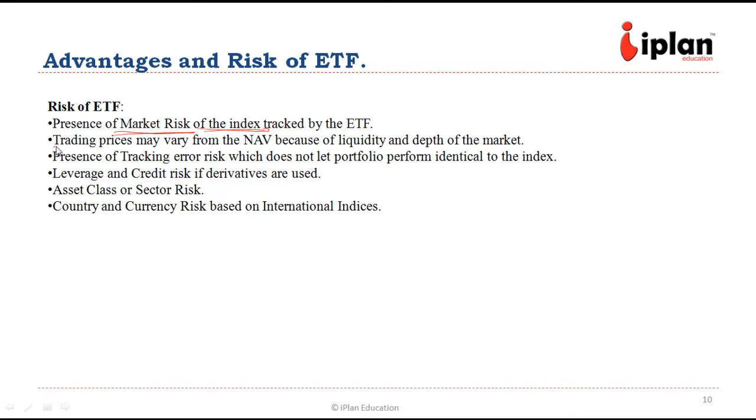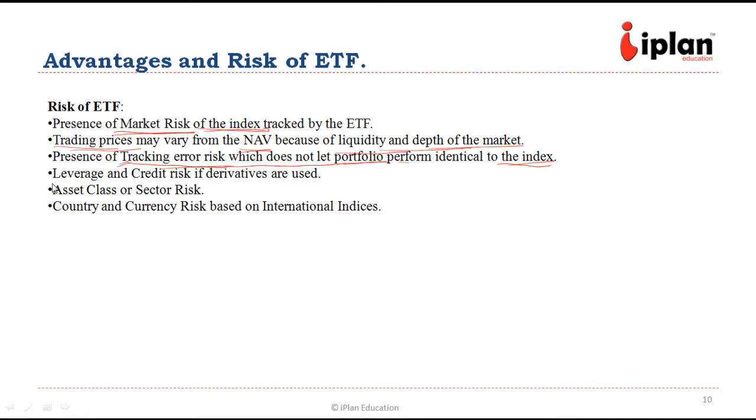The second is that trading prices may vary from the NAV because of liquidity issues and the depth in the market. If there are not a sufficient number of players available, then the variation from NAV could be higher. There is a possibility of high tracking error risk, because of which the portfolio becomes slightly different from the index. This kind of risk arises because the lot sizes are fixed. We cannot buy a fraction of the lot size. So the exact replication of the index may not be possible for a small size of fund. So there is a tracking error which would arise.